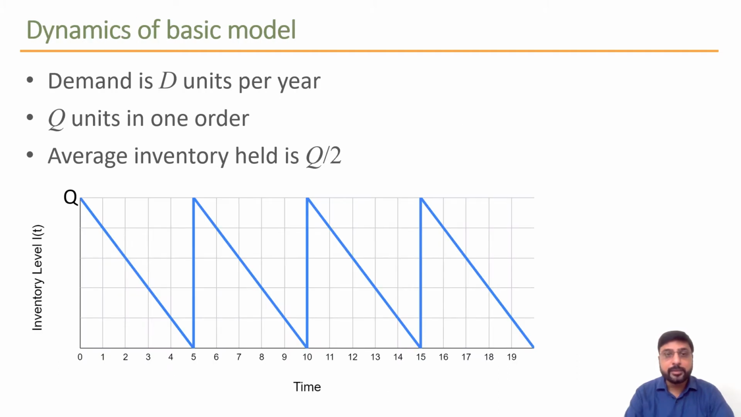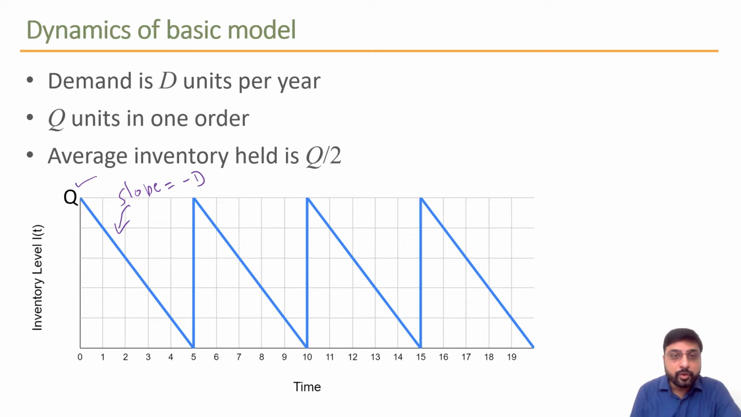Let's look at the dynamics of the basic model. The graph that you see in this page represents the dynamics of the inventory. We are going to assume that some quantity Q is being ordered, and from that inventory demand is met. So the slope of this graph is minus D, which caters to the demand rate, and demand is D units per year. So if you're going to satisfy D units, then we have to purchase the D units. So the material cost is going to be C into D. Let's hold on to that.